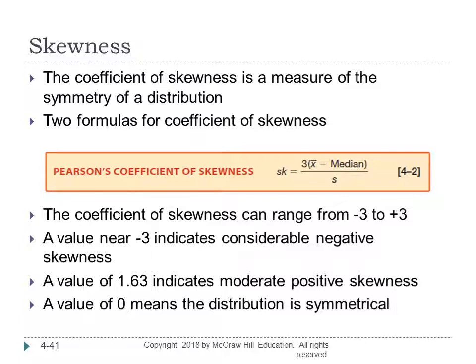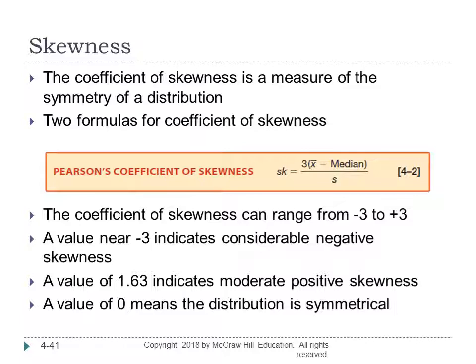This is a measure of the symmetry of the distribution, whether it's symmetric or skewed one way or another. Here is the formula for calculating the skewness measure, which is Pearson's coefficient of skewness. We use SK to represent the coefficient. The formula is: you take 3 times the mean, x bar, minus the median, divided by the standard deviation. So you need 3 statistics to measure the skewness: the mean, the median, and the standard deviation.